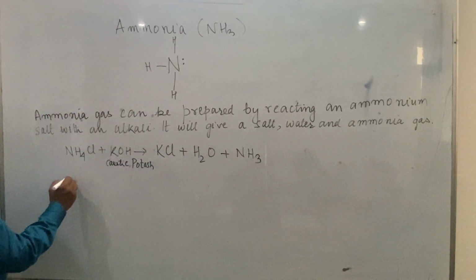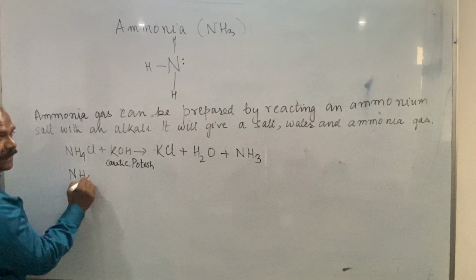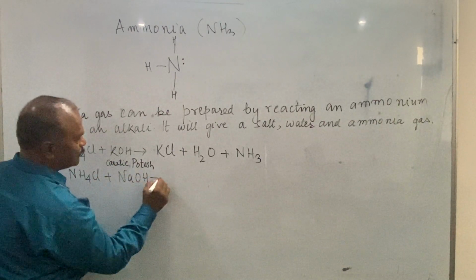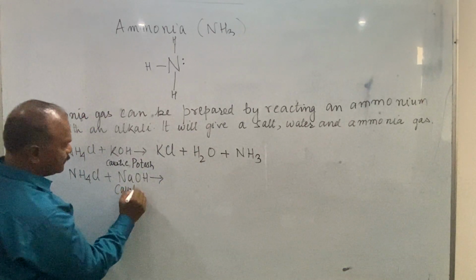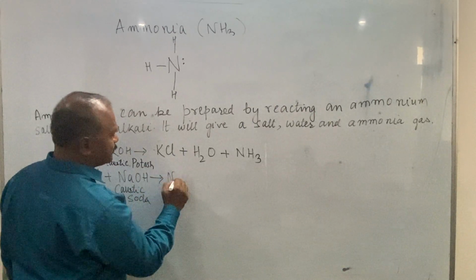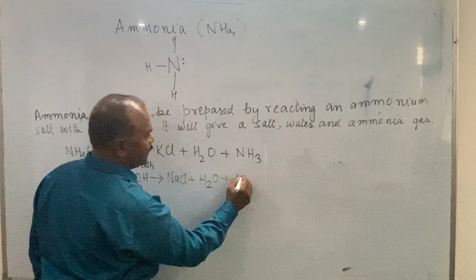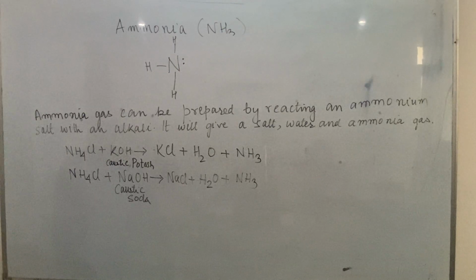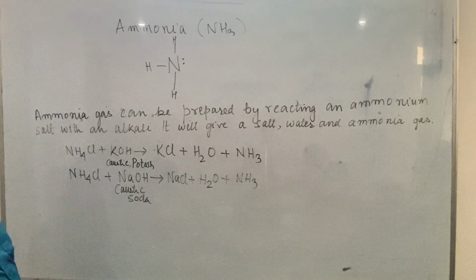Then the next reaction is with sodium hydroxide: NH4Cl plus NaOH. Sodium hydroxide is called caustic soda. So this will give you sodium chloride, NaCl, plus H2O plus NH3. And the equations are already balanced, so you need not worry about balancing them.